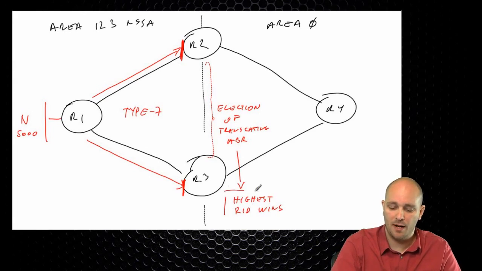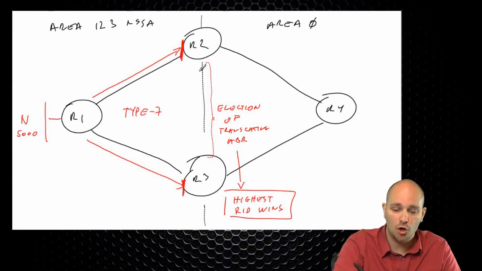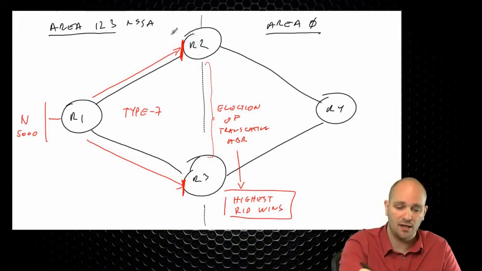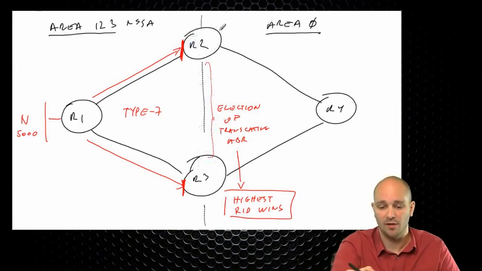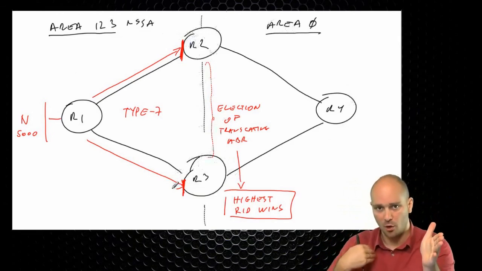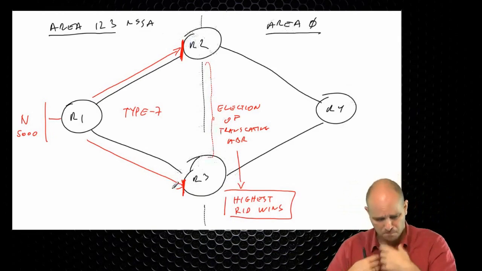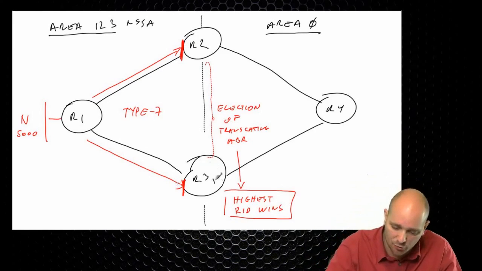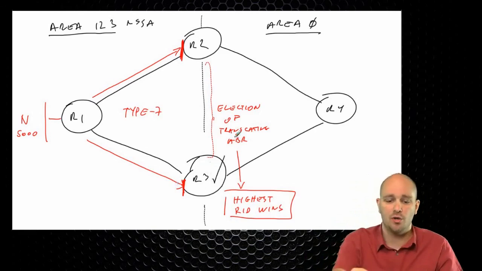Now, keep in mind that these two are not directly connected. So how do they know about each other? Well, very simple. Because they are both in area 1, 2, 3 and both in area 0, and their databases are identical. They of course know that they are both in area 1, 2, 3 and that they are both in area 0. And R3 is going to look, what is the router ID of R2? What is my own router ID? If mine is higher, I will be the translating ABR. R2 does the same thing, and let's say that they agree that it will be R3 who is the translating ABR.